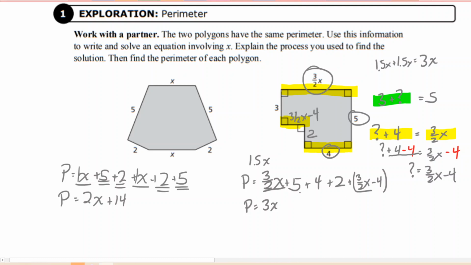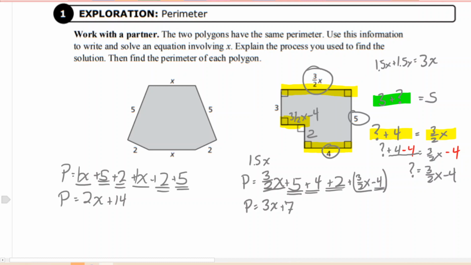Let's look at all the constant terms. You've got a 5. 5 plus 4, that's 9. 9 plus 2, that's 7. No, sorry. 9 plus 2 is 11. 11 minus 4, that is 7. So that's just 3x plus 7. Those are my two perimeters.